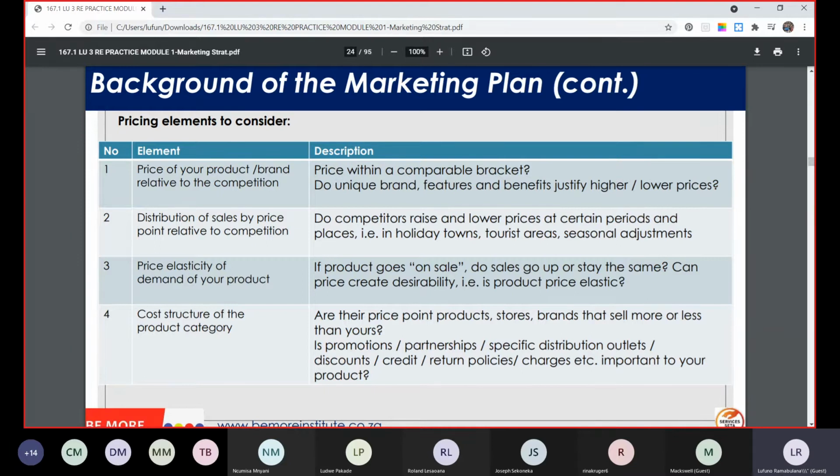We also have what we call the price elasticity of demand of your product. If the product goes on sale, do sales go up or do they stay the same? Can the price create desirability? Can people buy because the price is good, whether it's lower or higher? Is the product price elastic?